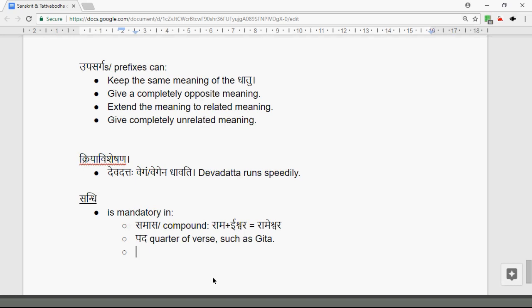Samasa, pada, and between a prefix and a word during a word formation.